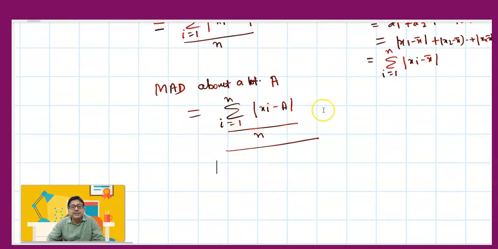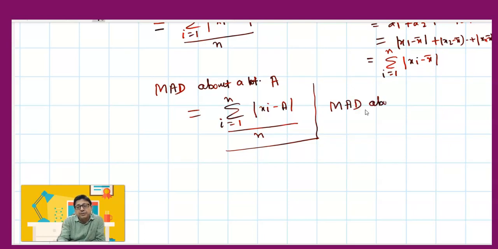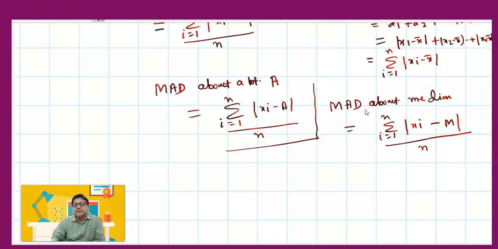Now, if a grouped frequency distribution is there, then the mean absolute deviation about a point A. Another thing, this A may be the median, MAD about the median. If we symbolize the median by capital M, then the mean absolute deviation about the median will be sigma i equal to 1 to n mod of xi minus M, that divided by n. Similarly, we can do it for the mode also.